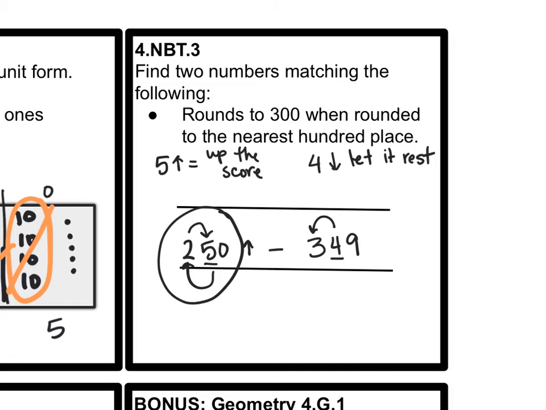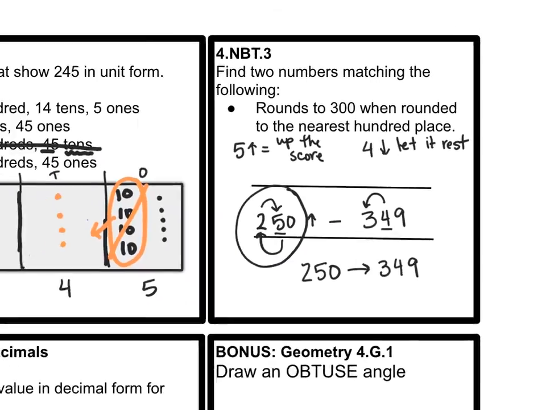So the range of numbers that we're looking at here, you can choose any 2 numbers that range between 250, which would round up, or it can be less than 349, which means they'd round down. So any number between those 2 numbers will work for this problem.